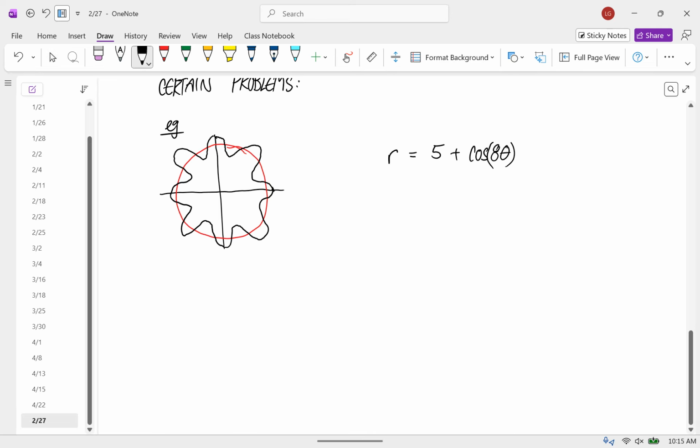Or an ellipse. Let's say that we have an ellipse like that.